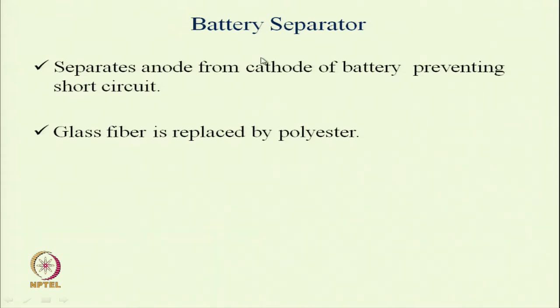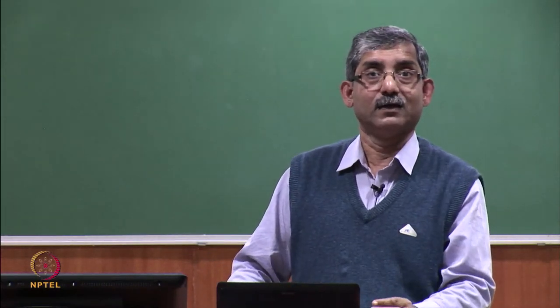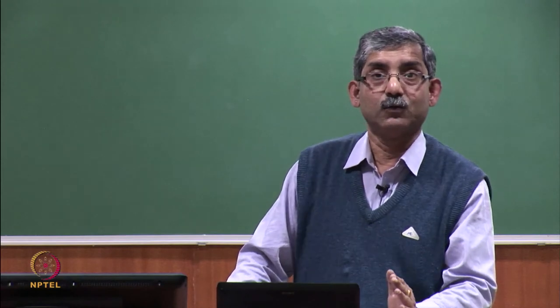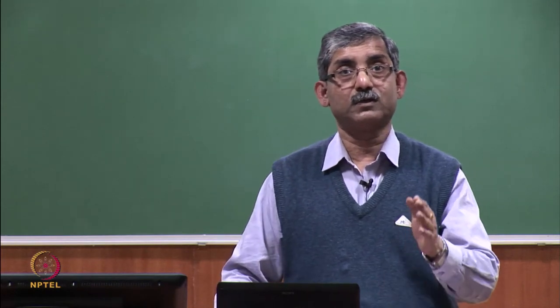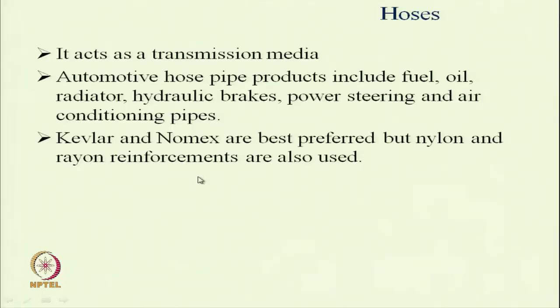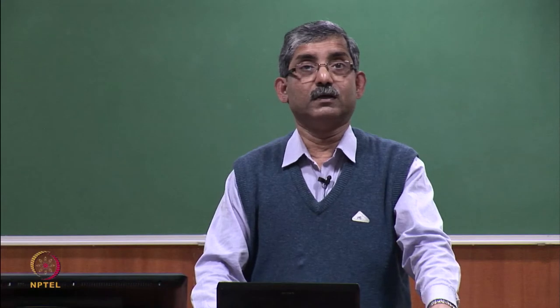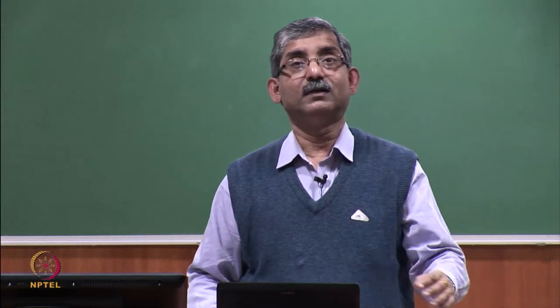And battery separators. In the battery separators, we can use textile material to prevent short circuiting between anode and cathode; we use glass fiber battery separators. In automobile hoses, we can use textile products. So, Kevlar and Nomex, with high melting point, can be used. In many applications in automobiles, we use textile material with coating.